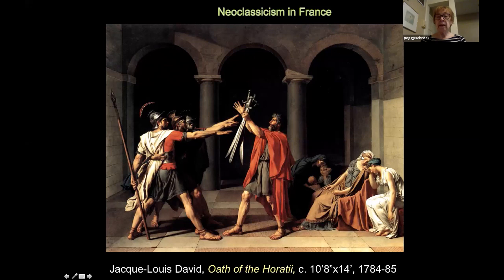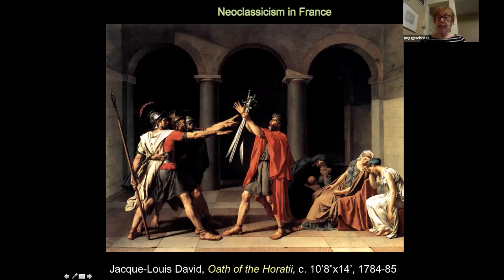The woman here in the center is Sabina, and she is married to one of these three men, and these are her children back here with the nursemaid, but she's also the sister of the three men they're going to fight.